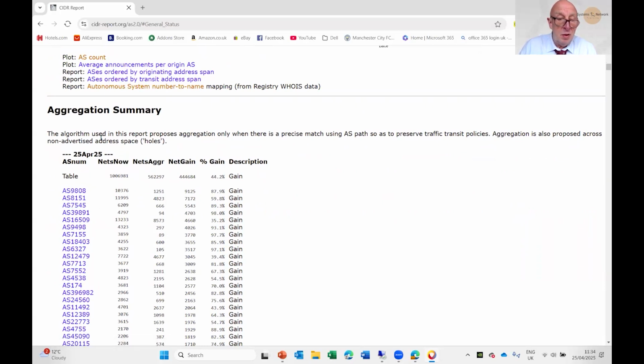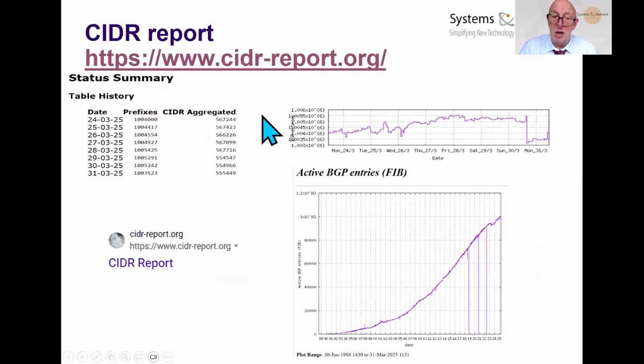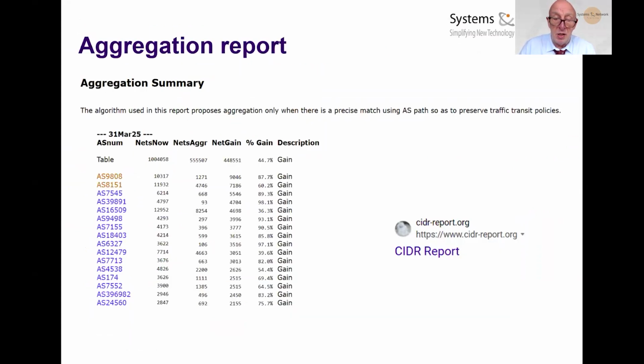Fine. The algorithm used in this report proposes aggregation only when there is a precise match using the AS path so as to preserve information. Aggregation is also proposed across various address spaces. But there you have it. So these are all available. The active BGP entries, you can check it out using that URL. It works. There's the aggregation report. The networks aggregated, the net gain, what we would gain from all of this information.